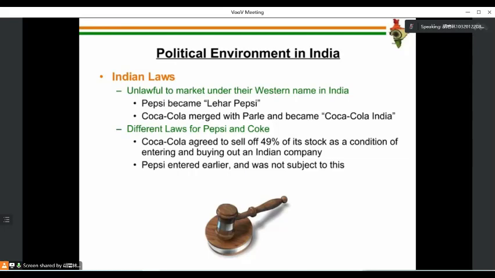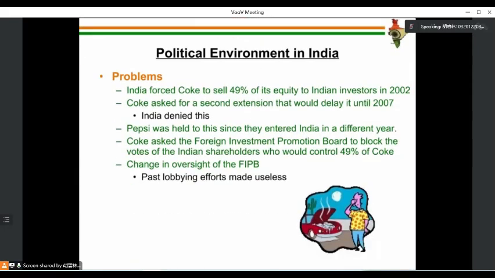Okay, but eventually it doesn't go very well, and that's why Coca-Cola leaves India. They left India, and then later on Pepsi entered. However, it didn't need to do so. It's not the same as Coca-Cola. And then I'd like to talk about the problem.